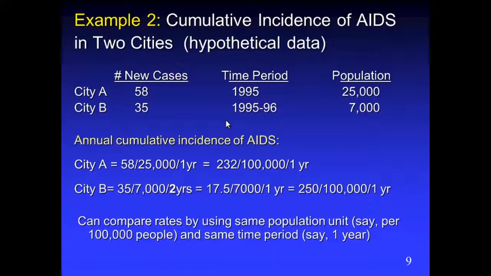And similarly, we follow a smaller City B with 7,000 people for 2 years, and 35 people get AIDS during that time, and we just scale it up to per 100,000 per year. So it's 250 per 100,000 per 1 year. On that basis we can compare the two populations, and it would seem that the cumulative incidence in the two populations is really not that different from one another. Perhaps City B has a slightly higher rate.